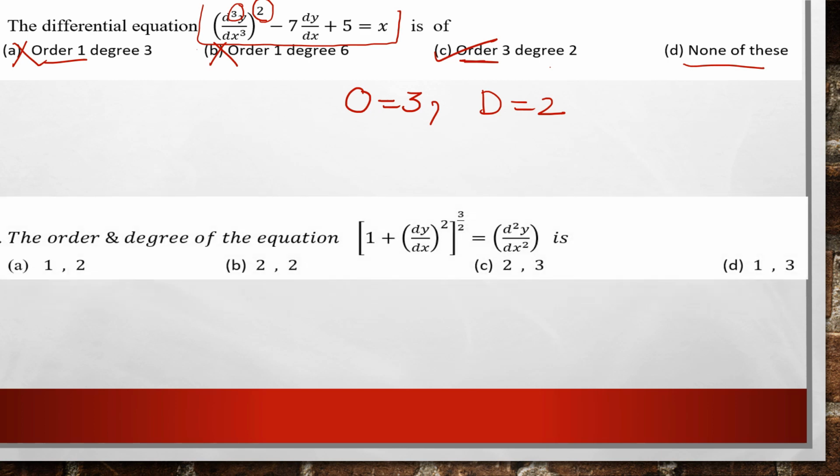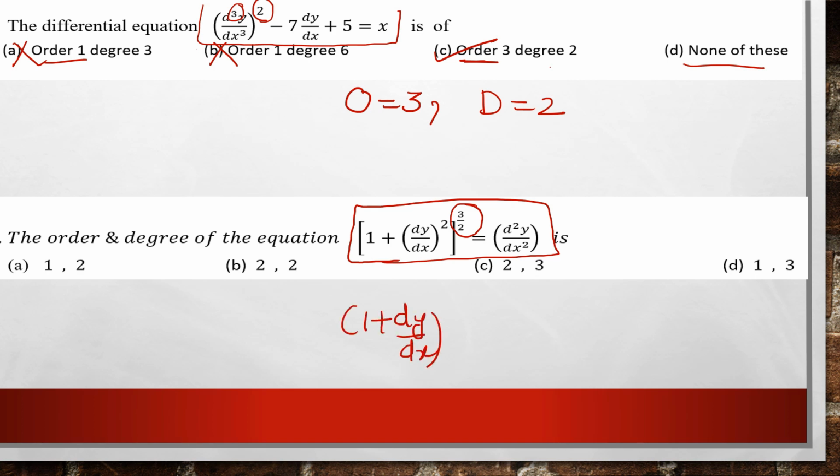So this is our next question. Here again they are asking about the order and degree, but here we have an equation like this. As you know, before calculating the degree and order, your equation should be free from radicals and fractions. So here we have power 3 by 2. In order to get rid of this, we will just take the square on both sides. So what will you get? You will get this thing.